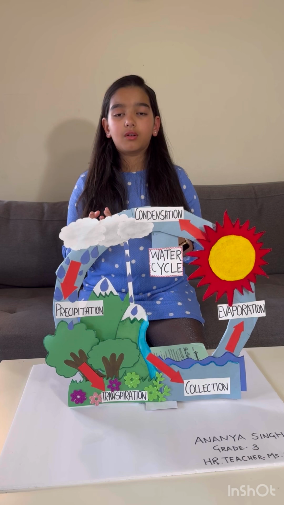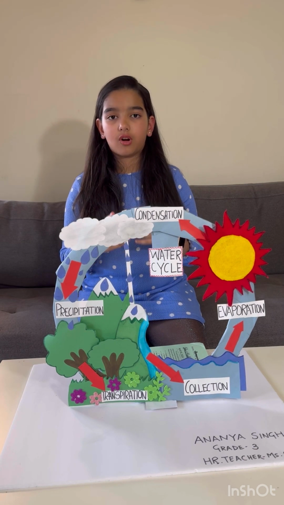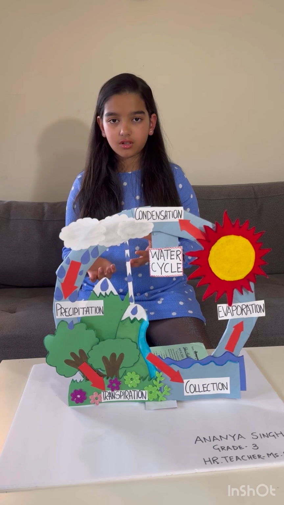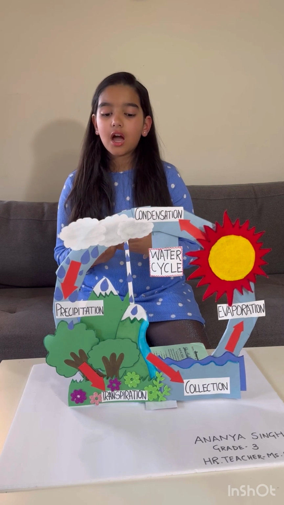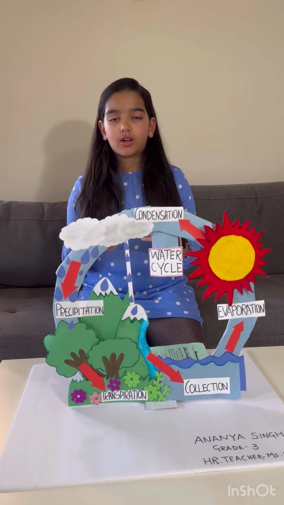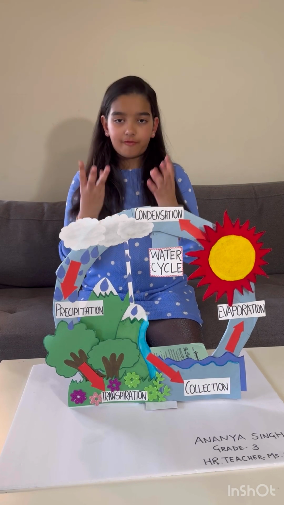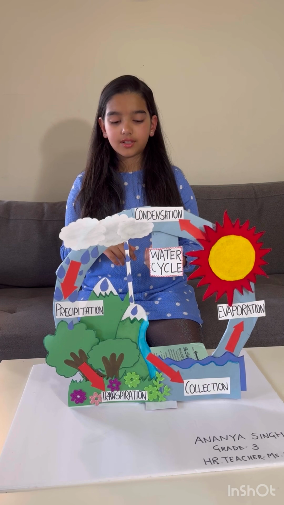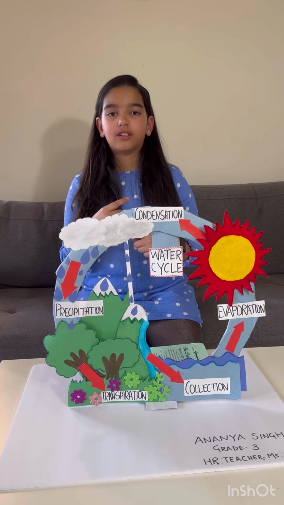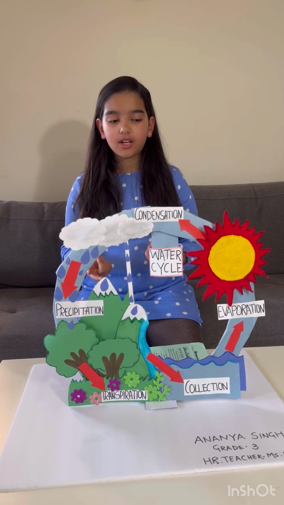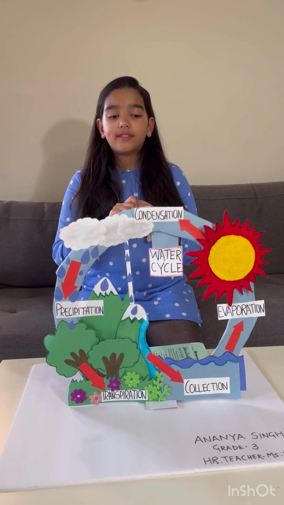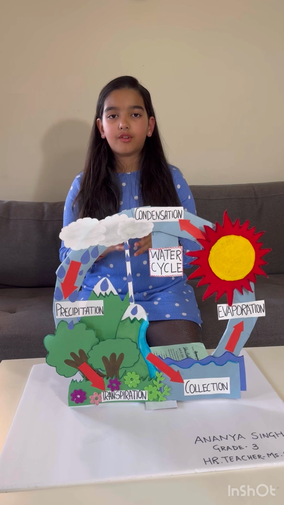Then when the cloud can't hold the water anymore, it falls down, and then that's called precipitation, also known as rain. Then we have collection. The water that falls down from the clouds goes back into the water bodies, and then the water cycle keeps on happening and happening.